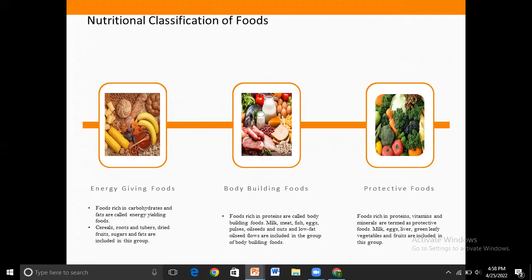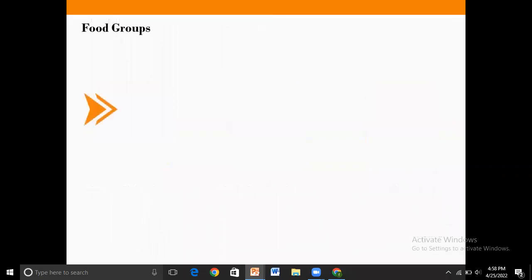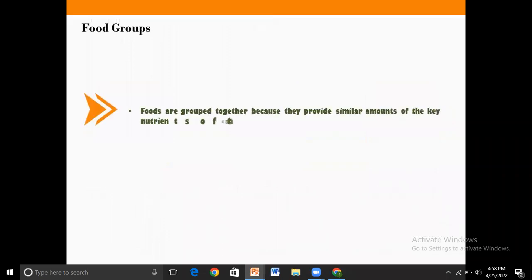Then eggs, liver, green leafy vegetables, all those foods which are rich in vitamins and minerals are termed as protective foods. So these are the basic three classifications. Now there are more to it, like foods are grouped together because of certain amounts of nutrients present in them.